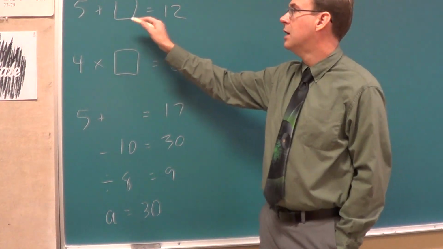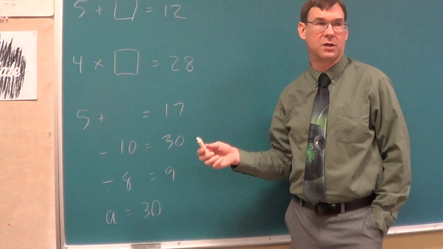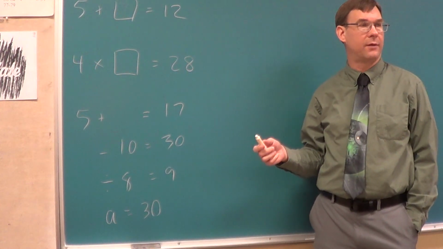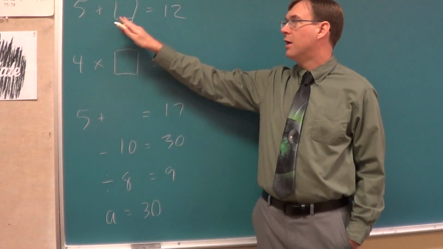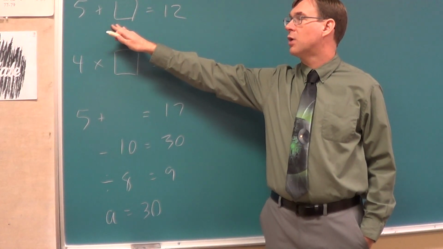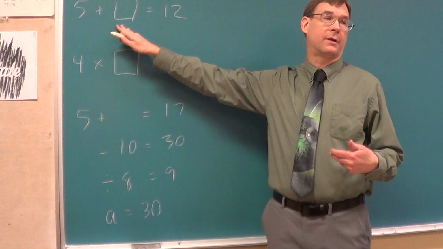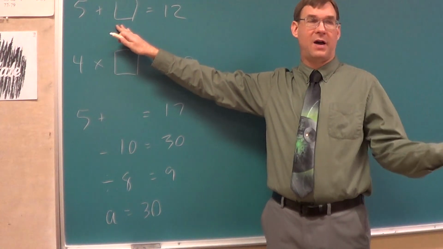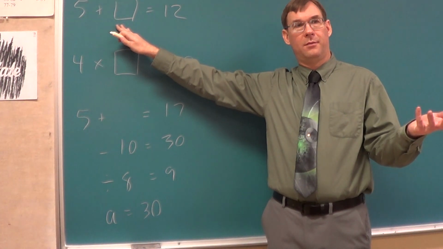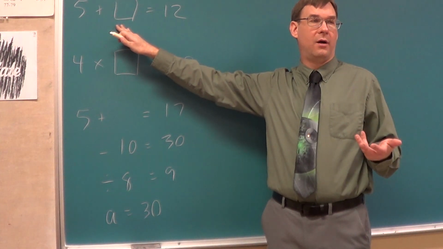7. What's a way that you could figure out that it should be the 7 in the box? How do you do that? 5 minus 12. Yeah, so if the problem is adding and there's a mystery number, you're going to subtract. If the problem were subtracting, you'd have to add. If it's dividing, you'd have to multiply. You're always going to do the opposite.